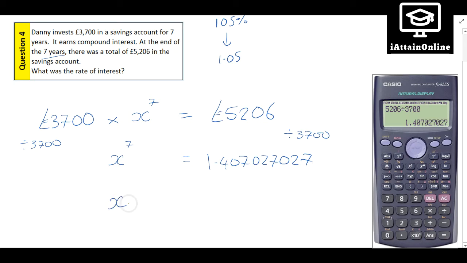Now, in order to find what x is, the inverse operation to doing something to the power of 7 is to take the 7th root. So I'm going to take the 7th root of both sides. The 7th root is just the same as the square root or the cube root. It just means what number multiplied by itself 7 times gives me that nasty decimal 1.407 and so on.